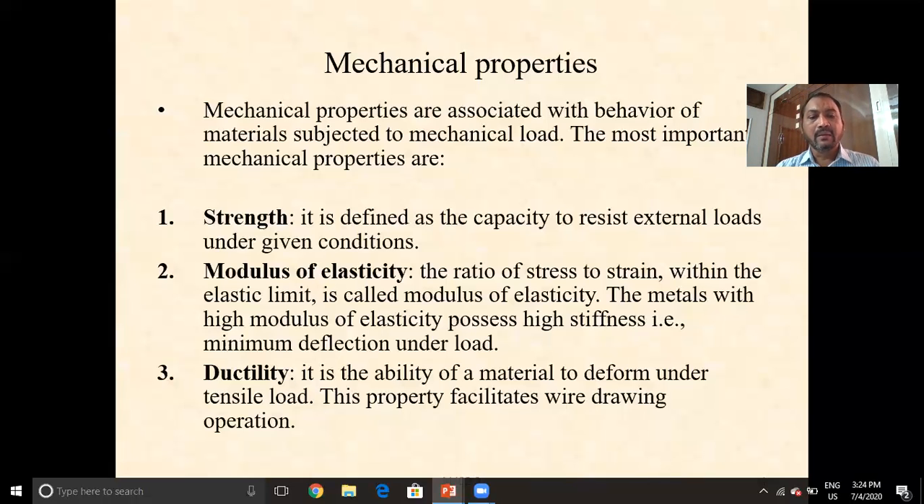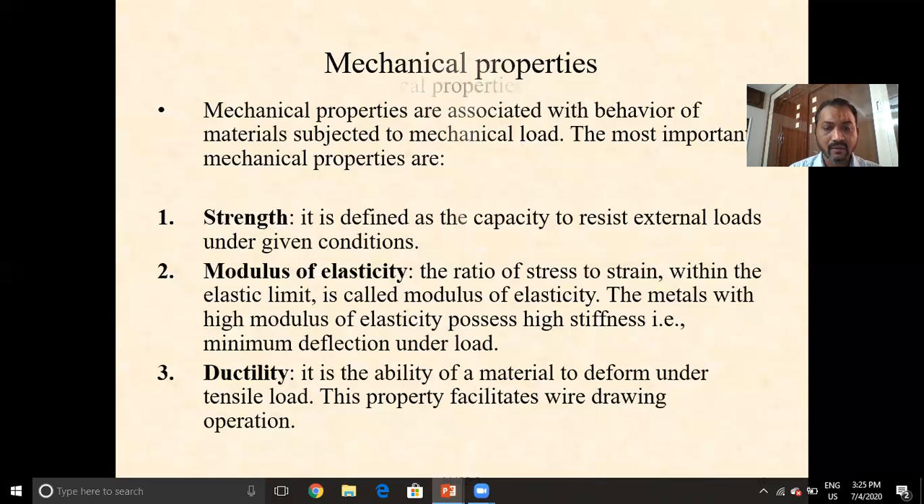So, ductility can also be found by conducting a tensile test on a given specimen. If the percentage elongation is more than 5, the material is said to be ductile. If the percentage elongation is less than 5, then it is said to be not a ductile material.